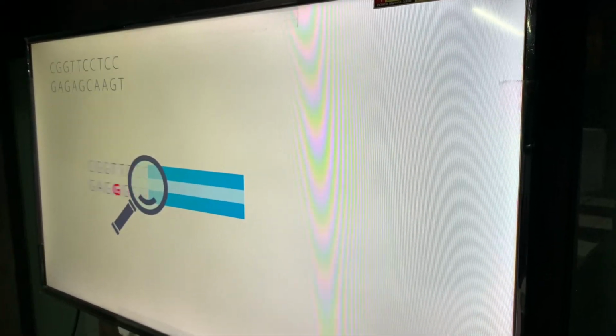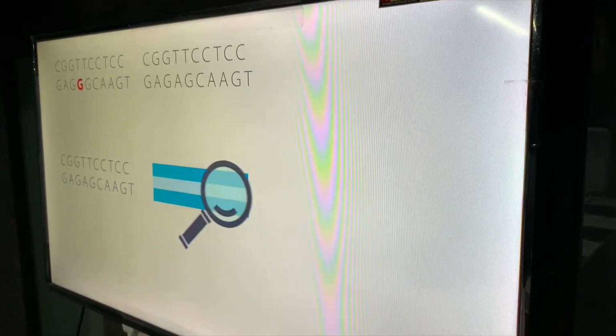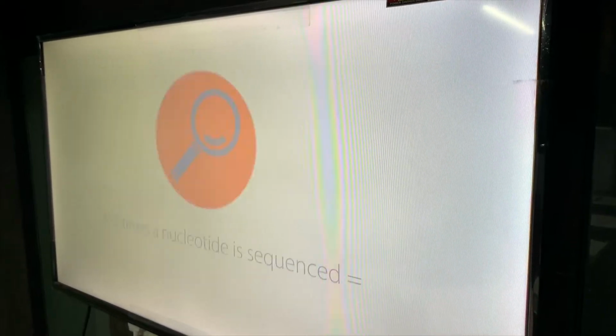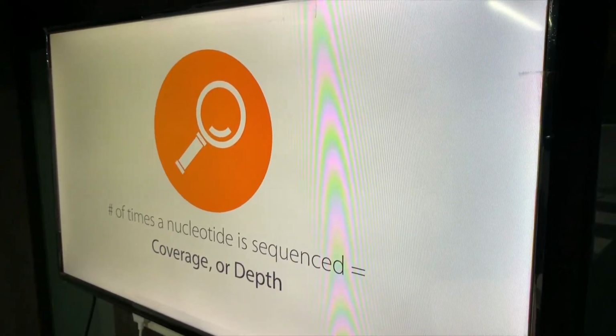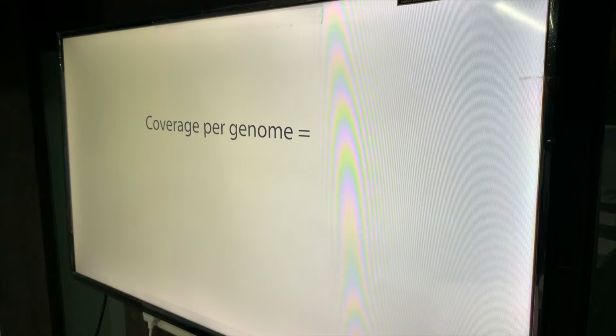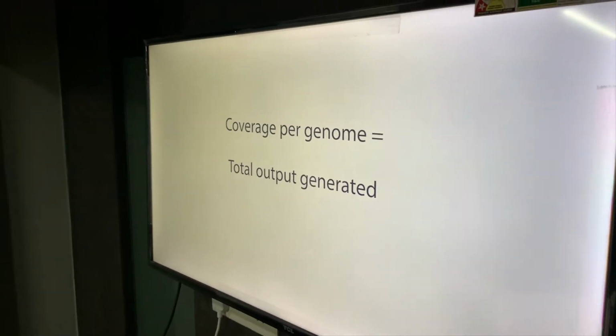The way to circumvent NGS platform limitations is to sequence nucleotides multiple times. The number of times a nucleotide is sequenced is referred to as coverage or depth. Coverage per genome can be calculated by dividing the total output generated in a sequencing run by the total size of the sample sequence. For example, running a human genome, which is approximately 3 billion base pairs, will yield approximately 333 times coverage on the Illumina HiSeq 2500, which has a max output of 1,000 gigabase pairs.